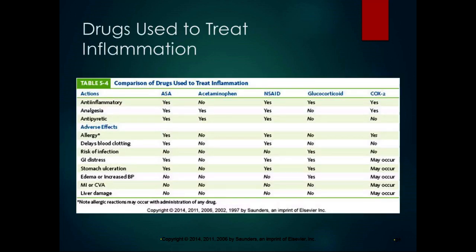So this is, of course, from the book, a table talking about all the different types of drugs that are used to treat inflammation and the comparisons of those. It shows the actions of the different drugs and the adverse effects. The things they're looking for are anti-inflammatory, analgesia, which is pain reduction, and antipyretic, which is fever reduction. Some of them do one thing or another, and some of them don't. So aspirin does all three. Acetaminophen is not an anti-inflammatory, but it does address analgesia and fever.